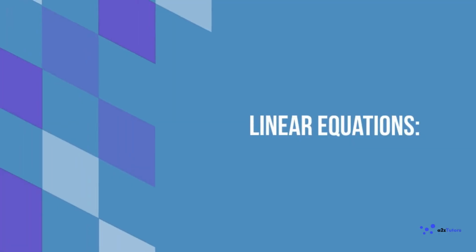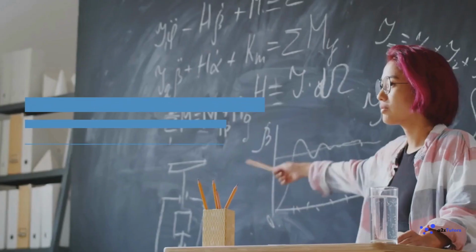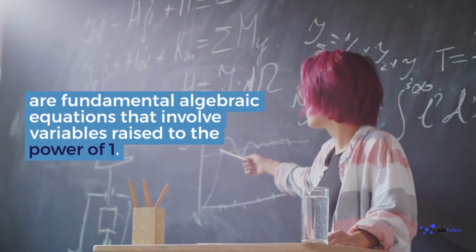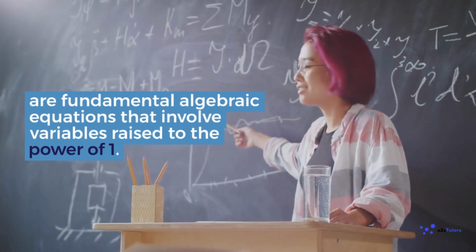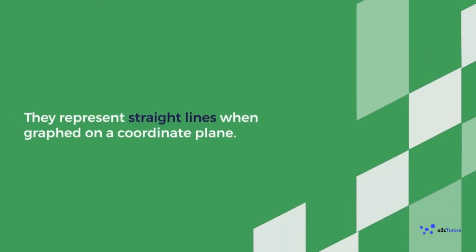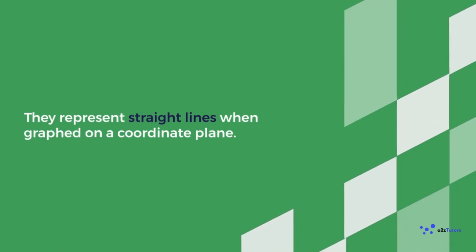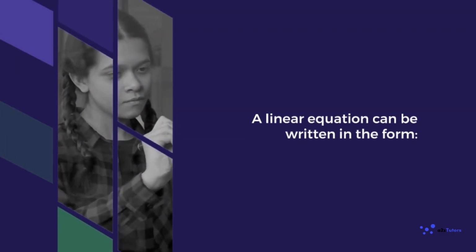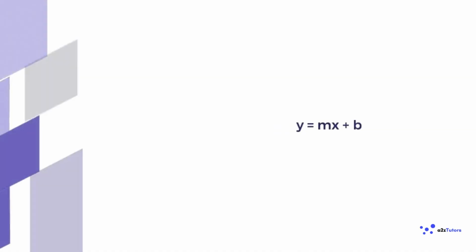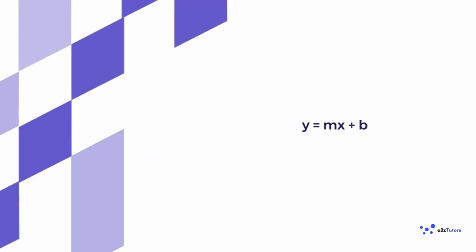Linear equations are fundamental algebraic equations that involve variables raised to the power of 1. They represent straight lines when graphed on a coordinate plane. A linear equation can be written in the form y = mx + b.